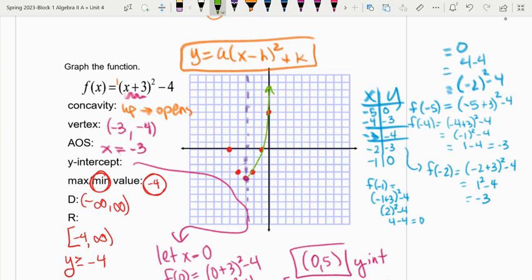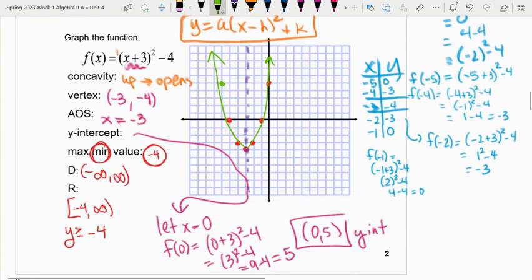And I can see I'd have a point that was over 3. Let's go back 3, 1, 2, 3 here. So we can see then this is my finished shape. So then looking at that, what's my range? Does it make sense? Are my y's bigger than or equal to negative 4? Here's negative 4 and everything's above it.